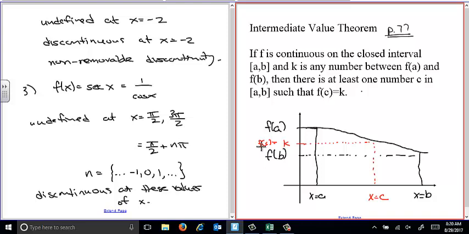So here you have a skydiver. He jumps out of a plane, 2,000 feet. And let's say 20 seconds later, he's at 1,000 feet. What the intermediate value theorem basically says is that if he starts at 2,000 and he ends at 1,000, he's got to go through every elevation in between.